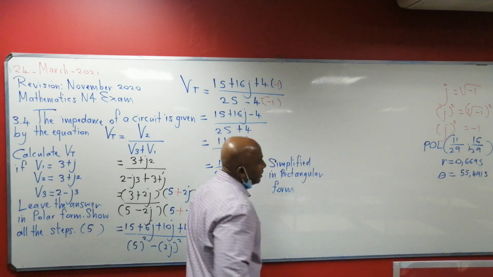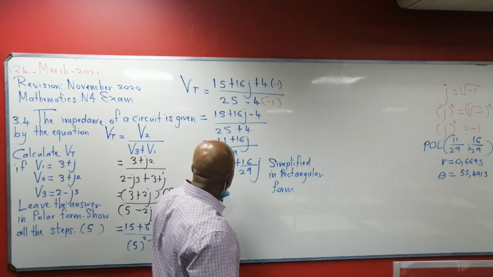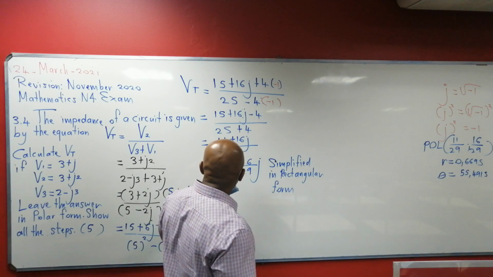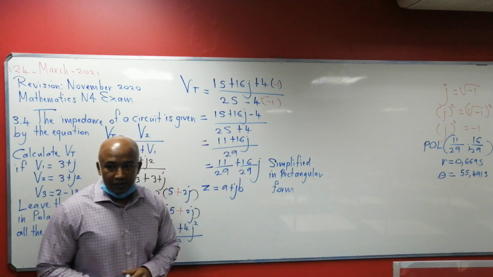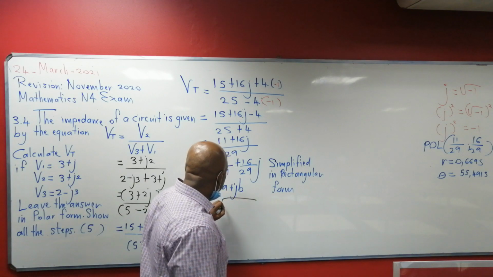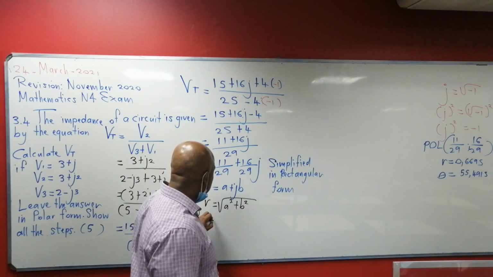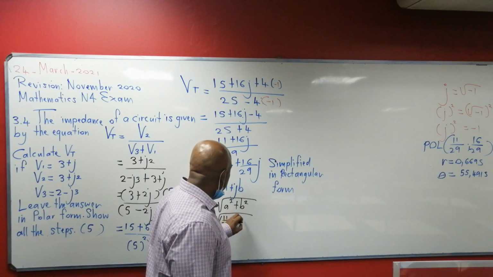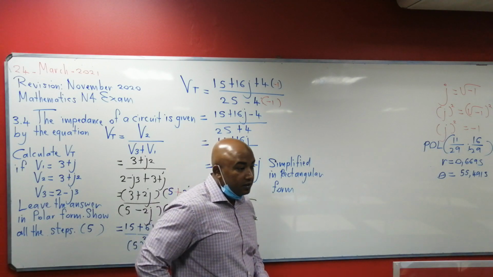So how do we do it showing all working? So now remember, your Z is equal to A plus JB. So if I want to find R, I use the theorem of Pythagoras, so that will be the square root of A squared plus B squared. So that will be the square root of 11 over 29 all squared plus 16 over 29 all squared. What do we get there?